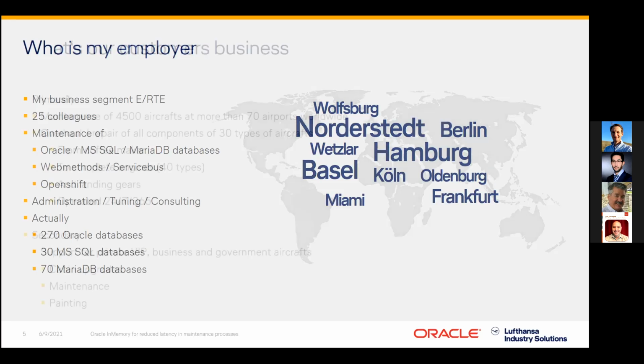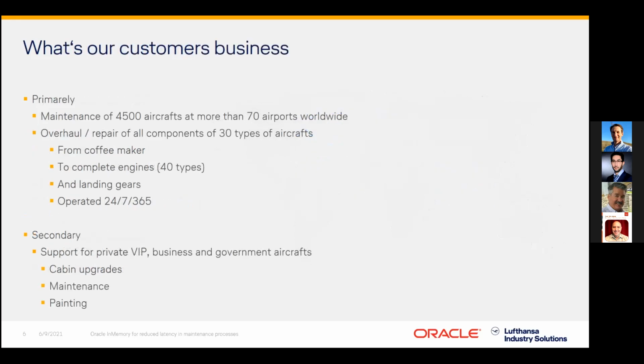Now, let's have a look at our customer's business. His primary area of work is the maintenance of aircraft, and he does this actually at 70 airports worldwide. This includes maintenance, overhaul, and repair of about 4,500 aircraft of 30 different types.